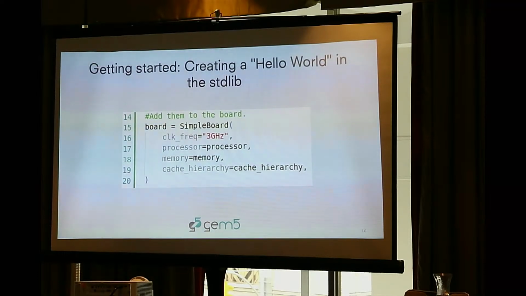And the second part is you're almost about to complete your simulation here, amazingly. We're just going to add these components you just made to a board. It's called the simple board. So you're going to do board equals simple board. Simple board is a board in the standard library, which is simple. It's straightforward. It doesn't have much in it, but it allows you to connect in these components. The only additional information is frequency. Clock frequency isn't actually that important, but we'll say it's set to 3 gigahertz. And then you set the processor, memory, and the cache hierarchy.